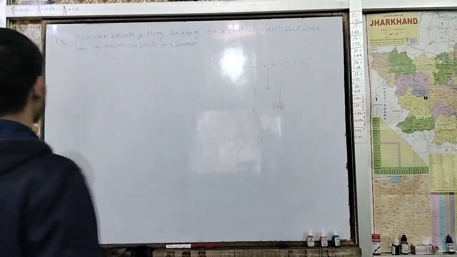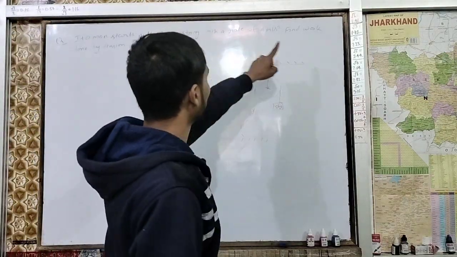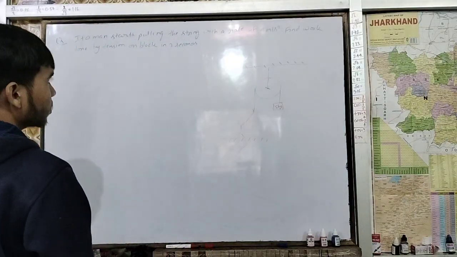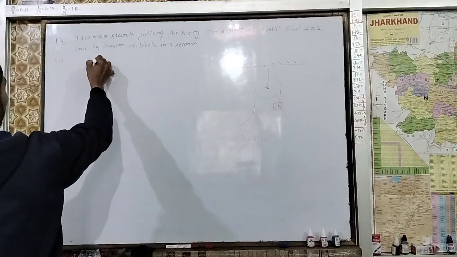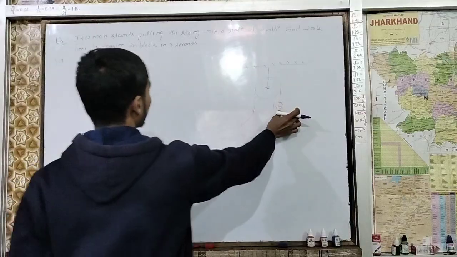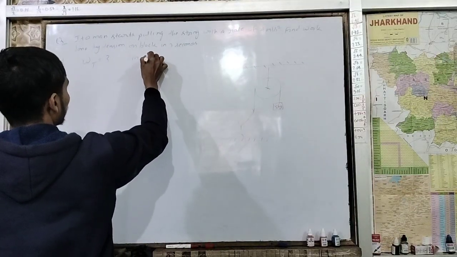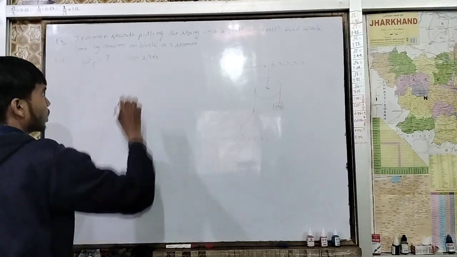The question is saying, if a man starts pulling this thing from the ground with a rate of 4 meter per second squared, find the work done by this tension on this block in 2 seconds. Clear?